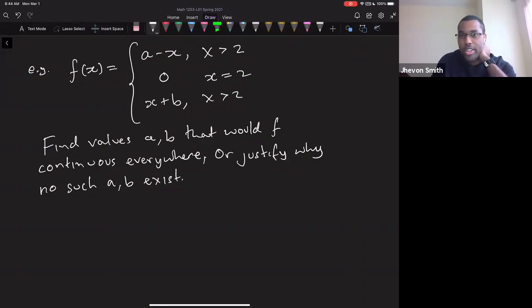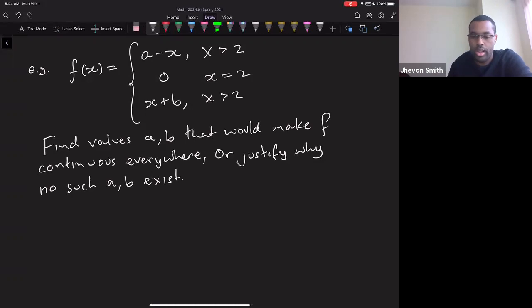So here is a function. We are given the definition, but we don't know everything. There's an A and a B in it. And we want to find the values of A and B that would make f continuous everywhere. I was really doing it off the top of my head. I didn't even realize I didn't write the word make. Or justify why no such A and B exists.